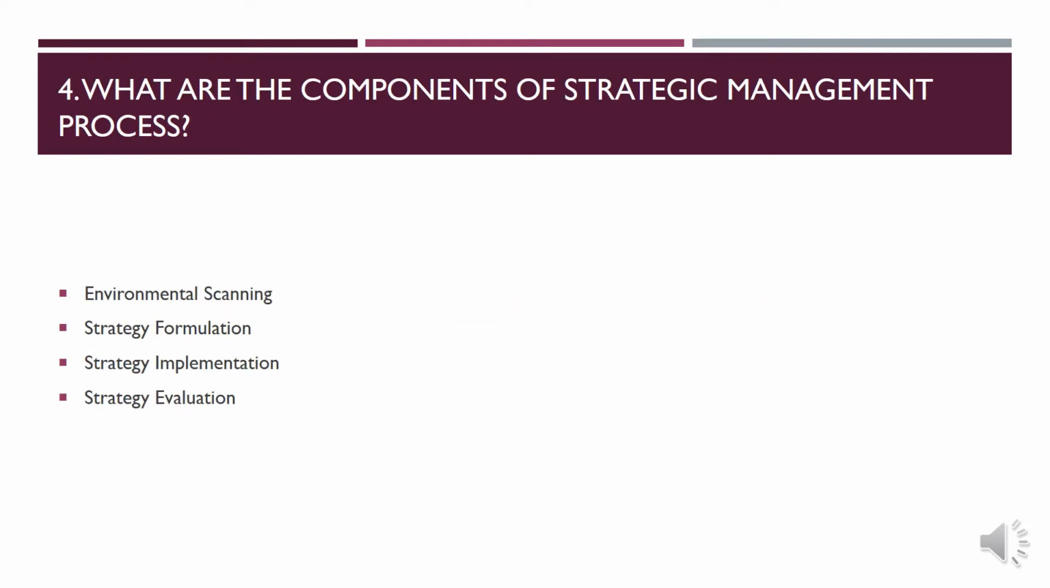The next question is, what are the components of the strategic management process? The first point is environmental scanning. Environmental scanning refers to a process of collecting, scrutinizing, and providing information for strategic purposes. It helps in analyzing the internal and external factors influencing an organization. After executing the environmental analysis process, management should evaluate it on a continuous basis and strive to improve it.